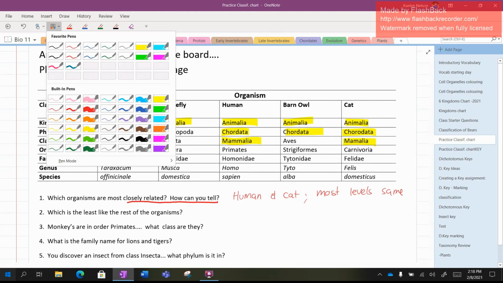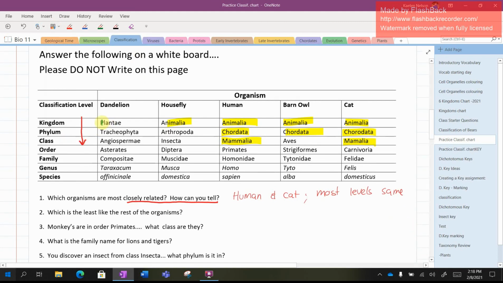Which is least like the rest? You want to find your highest level that's something different. So in this case, right there, I've got my dandelion. And the reason is that the dandelion is a different kingdom entirely.